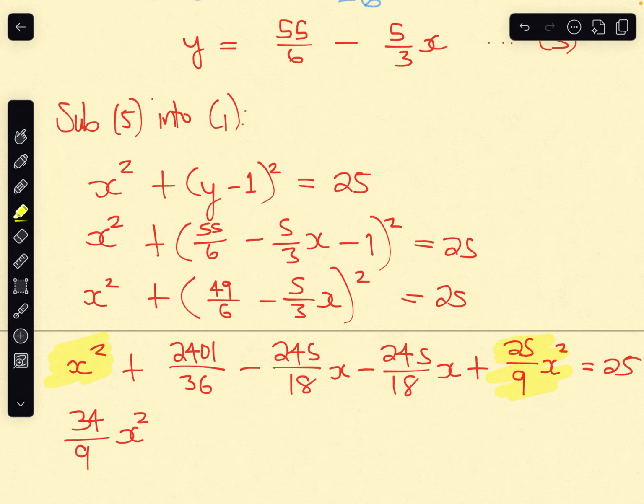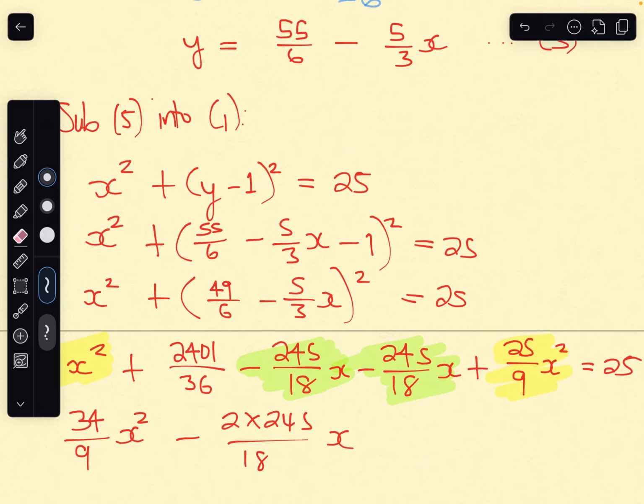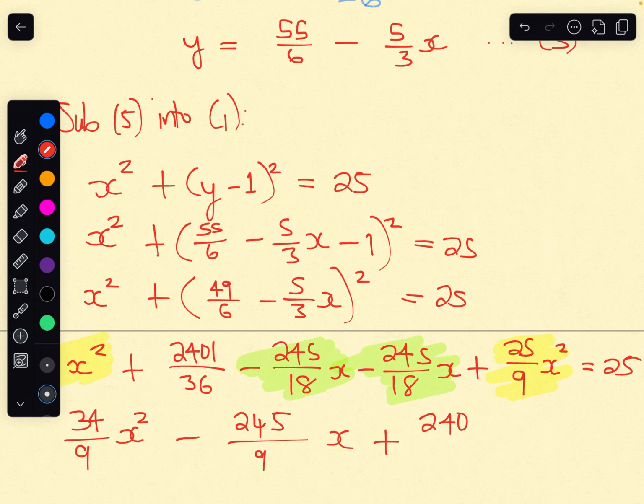And then my next set of like terms is the x terms here. Minus 245 over 18 minus another 245 over 18. So that's basically minus 2 times 245 over 18, right? So basically we can just cancel here. 2 goes into 18 9 times. So it's just the same as 245 over 9. And then the last guy does not have any friends per se.